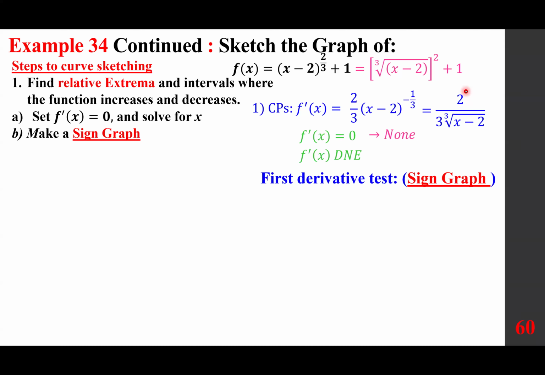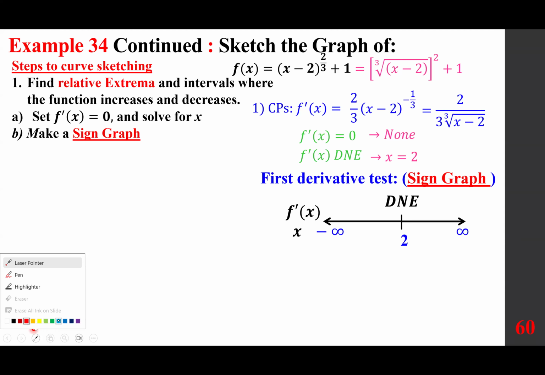F prime DNE, does not exist. That means this must be undefined. A fraction is undefined when the denominator is 0. As you can see, the denominator is 0 if x equals 2. So there is one critical point. So what you do, you go with the number line from negative to positive infinity. You put this number, and at this point, f prime DNE does not exist. So you look at a test point to the left of 2, of course, the easiest point, I'm going to call it TP, let's say 0, and to the right is 3.